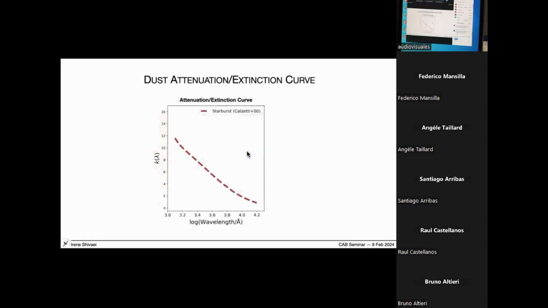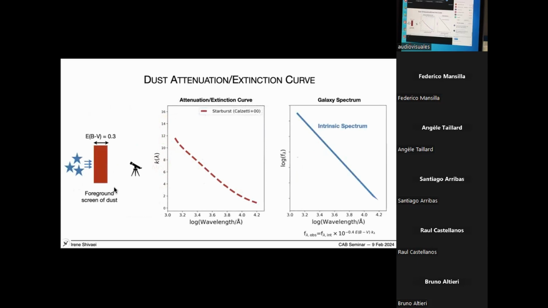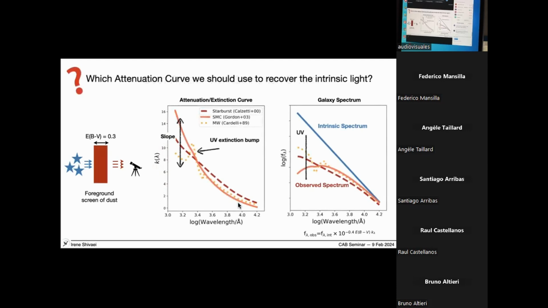So starting with the attenuation: the attenuation curve of a galaxy shows the amount of dust attenuation as a function of wavelength, which for a very simple geometry of a foreground screen of dust in front of the stars, will determine the shape of the observed spectrum of a galaxy. So in order to convert our observed light and observed spectrum to the intrinsic emission from galaxies, we need to know the shape of the attenuation curve.